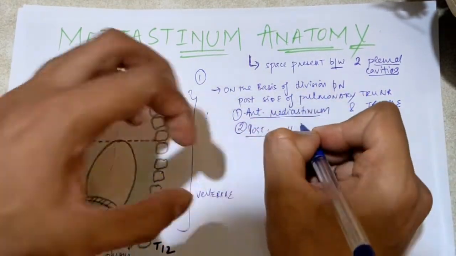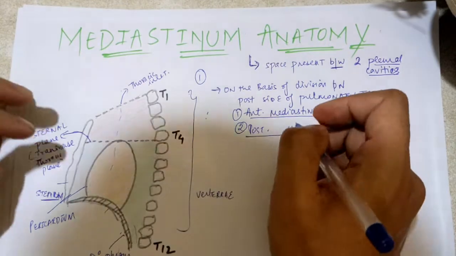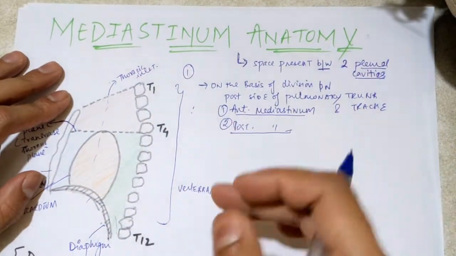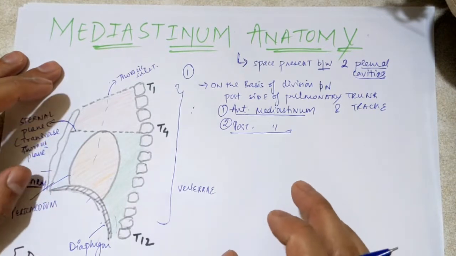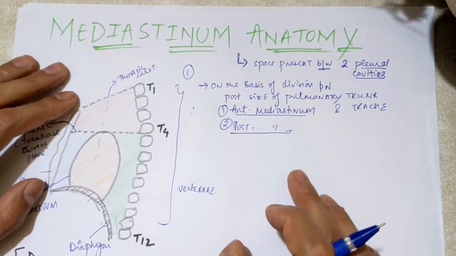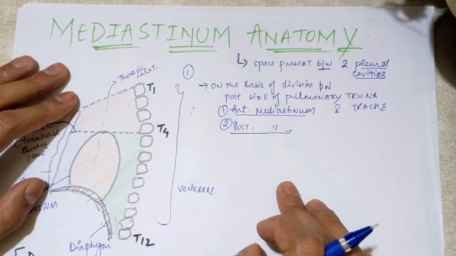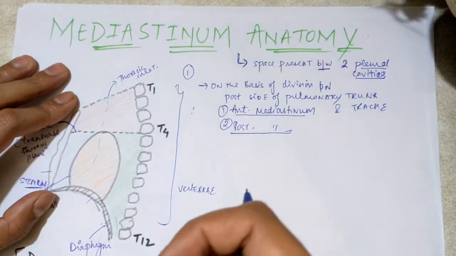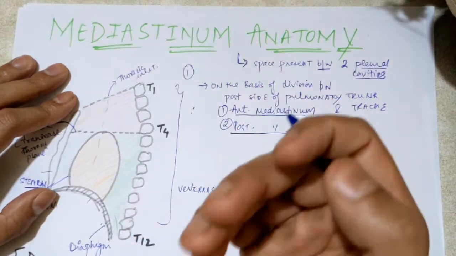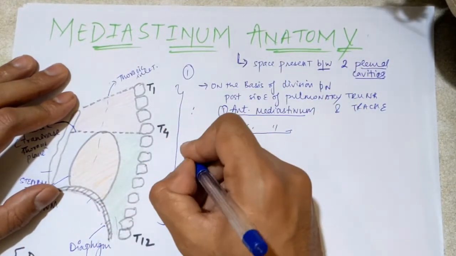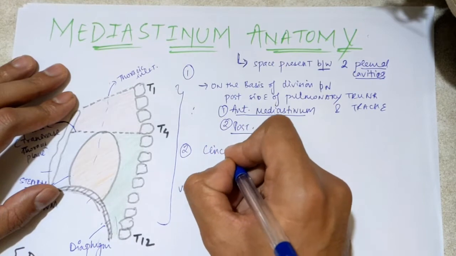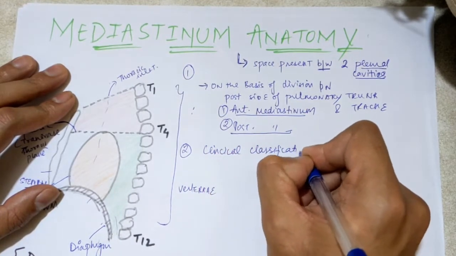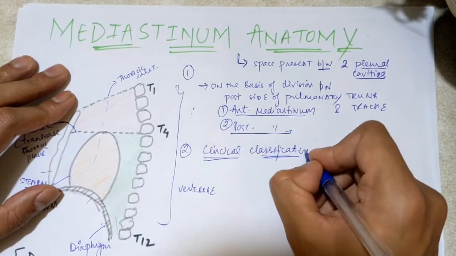The major classification is on the basis of superior and inferior. That is called the clinical classification. We use that classification in X-ray imaging, when we see the X-ray of the chest or lungs laterally, to check the mediastinal space or mediastinal pleura. So this classification is called the clinical classification. Now in this diagram it will be clear how it is divided.